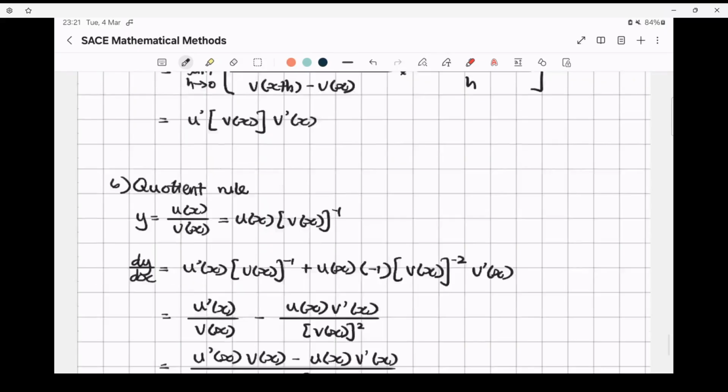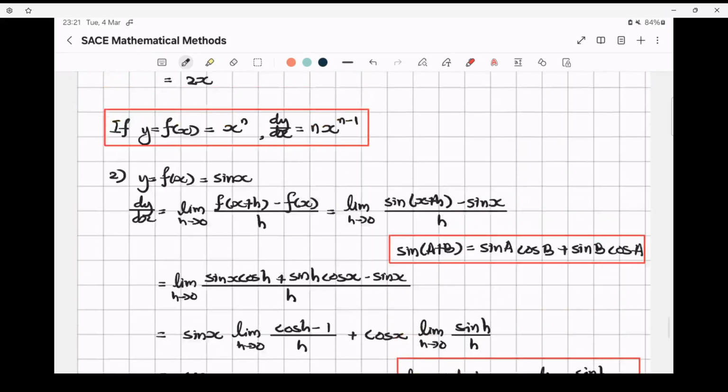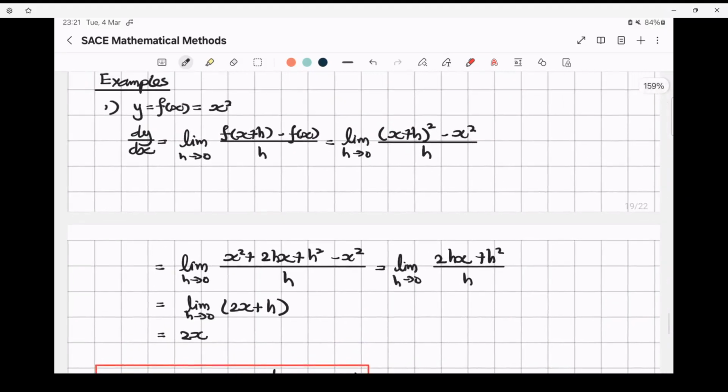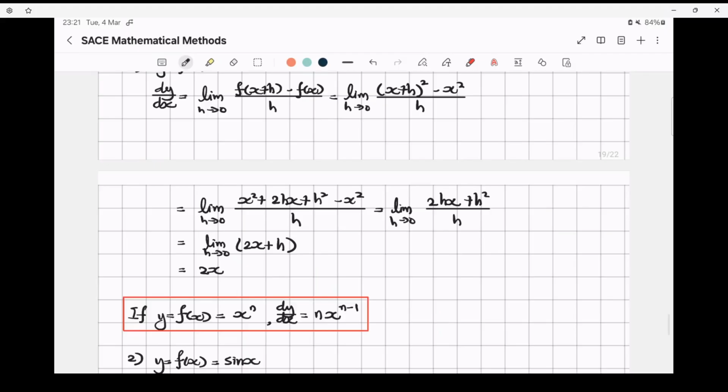So out of all the functions, the only one that you need to know how to do first principle is the first one, x to the power of n, where n is some number.